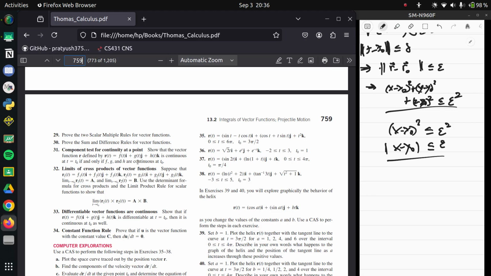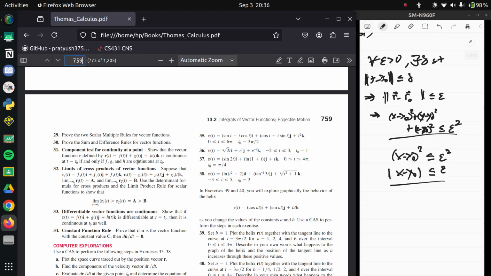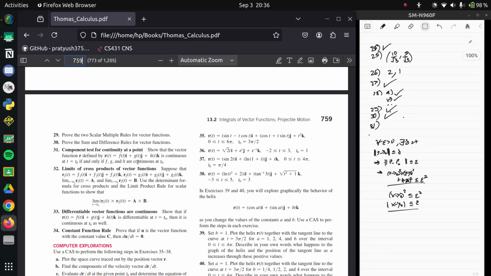t being close to t naught implies that x is also close to x naught, and so that's kind of the definition for continuity, and so we are done, right? I don't know why I was trying to do the whole Cauchy-Schwarz stuff, but yeah, okay, this is actually much easier.